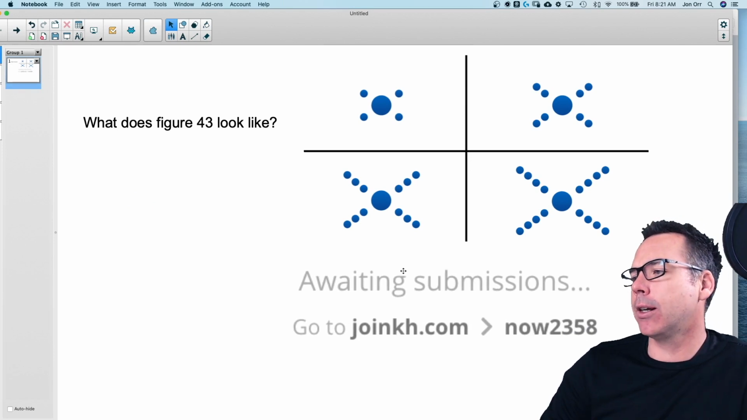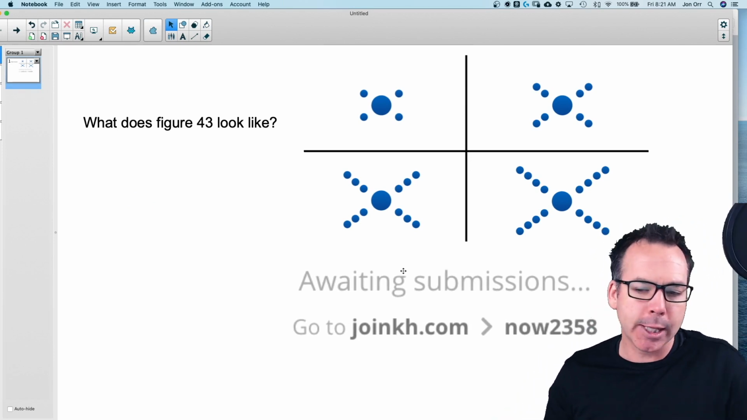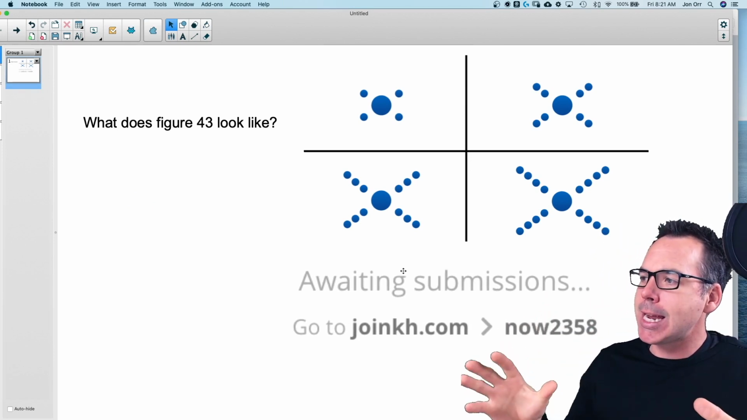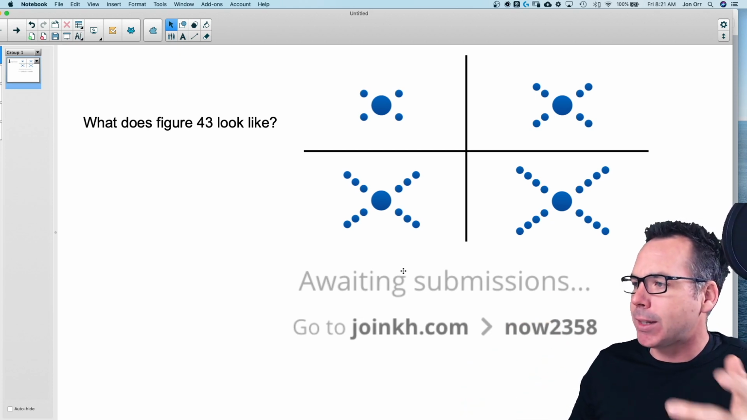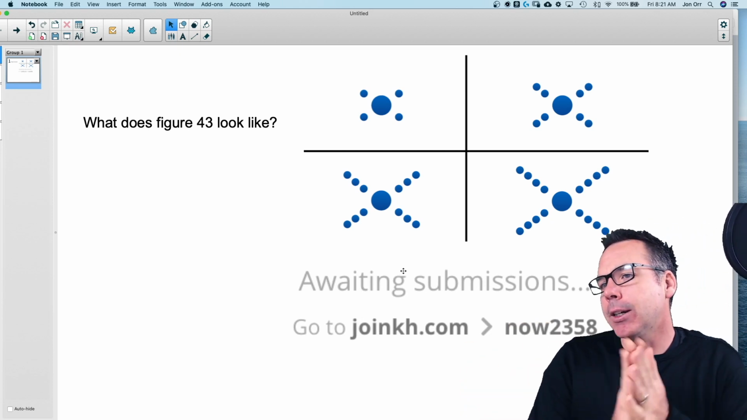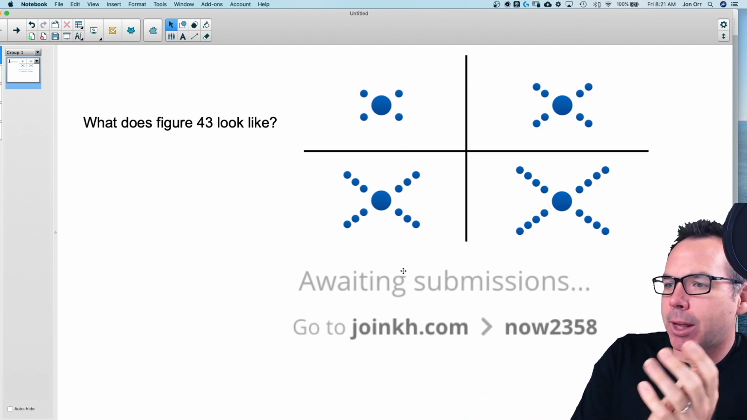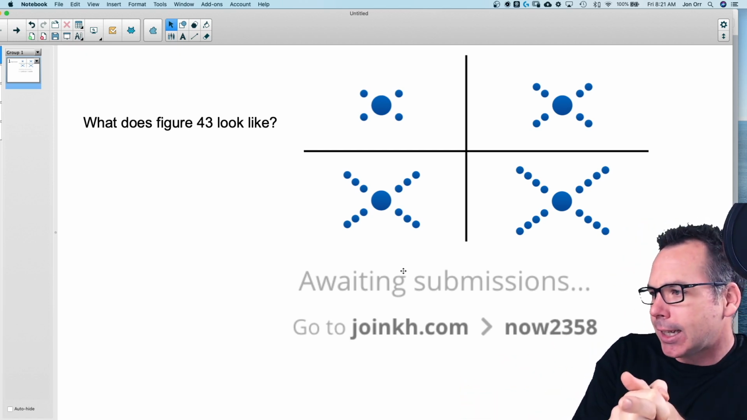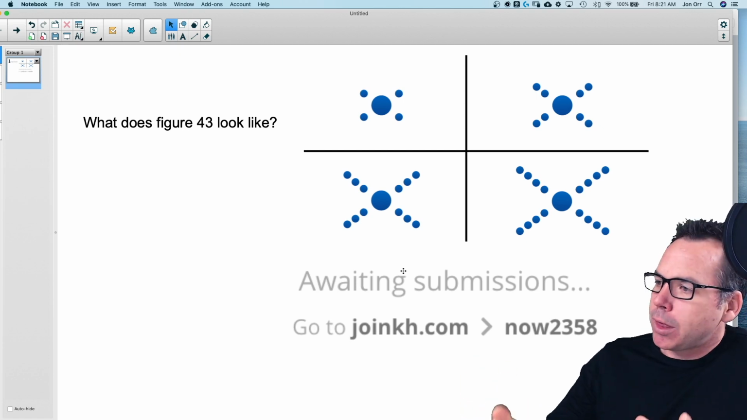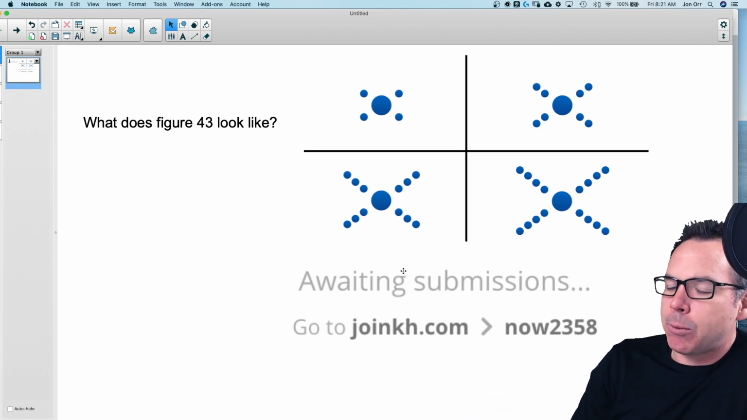Okay, so we've done this in the past with our submissions here. I want you to draw me some thinking on figure 43. What's it look like? We're also going to be talking about how many circles there are at figure 43. That's going to help you with what it looks like. And I want you to take a picture of your thinking and then send that off to me like we have done in the past.